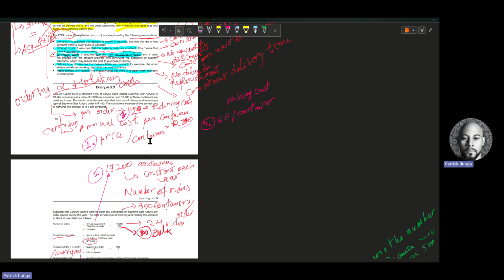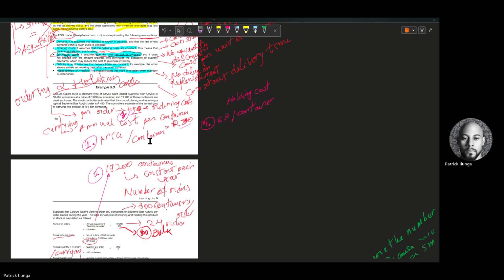So now, enough talk. Let's move into an example, right? An example will help us understand much better. We have your example 5.3, which I would also ask you to do by yourself. Colors Galore buys a standard type of acrylic paint called Supreme Star Acrylic in 50-liter containers at a price of 800 per container. So when you're looking at the price, this is not a cost.